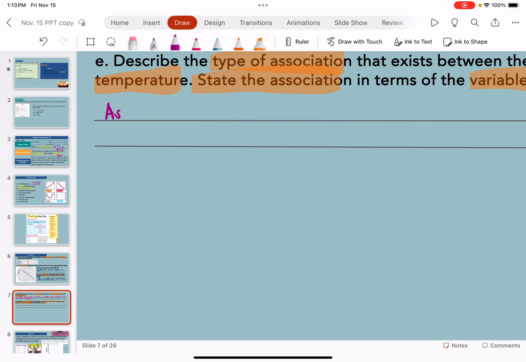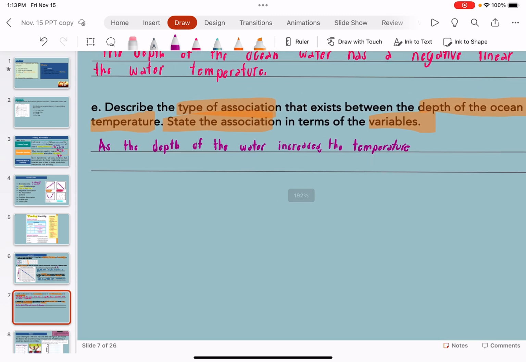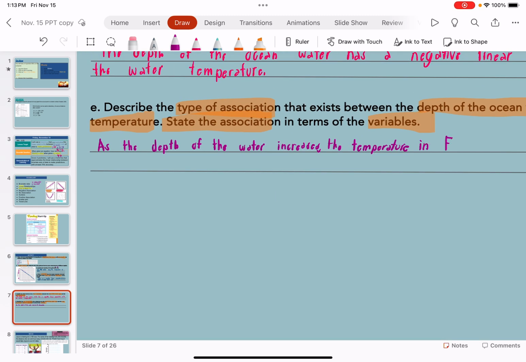So as the depth of the water increases, the temperature in Fahrenheit decreases. And if I wanted to be more specific, I could say as the depth of the water in meters, right? Because that was the exact unit.